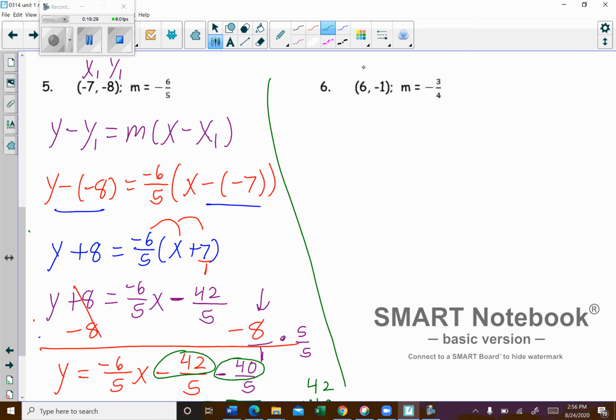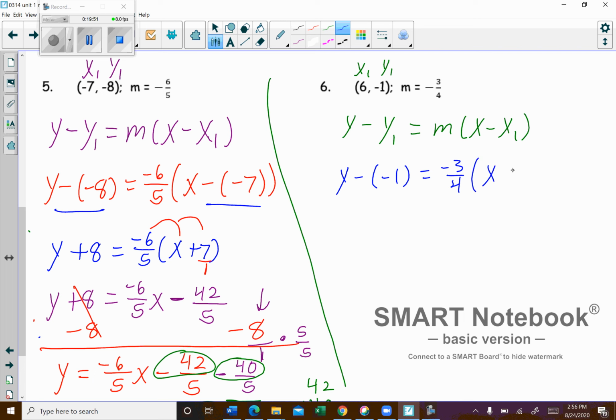So let's go ahead and label this. And I'll write out my formula. All right, so let's see. y minus -1 equals -3/4 times x minus 6. Okay, so we'll go ahead and change this to y plus 1 equals negative 3 over 4 times x minus 6.